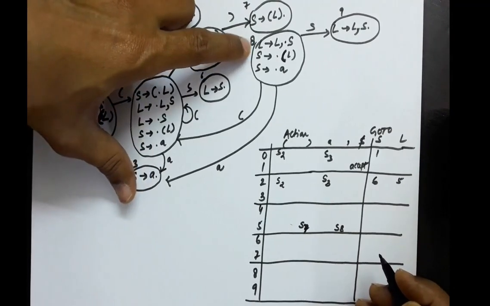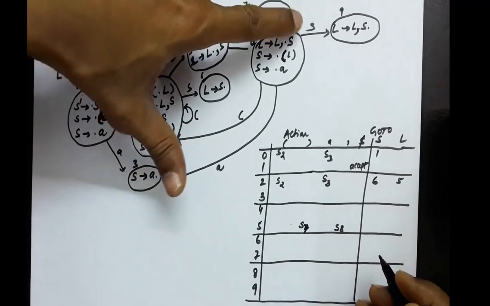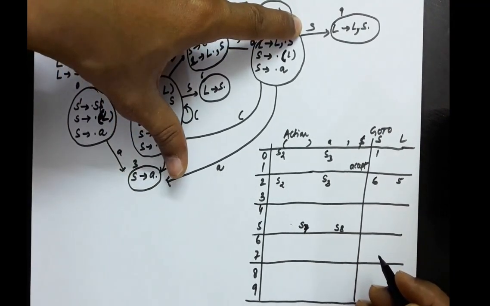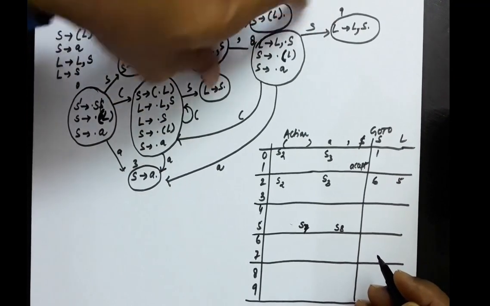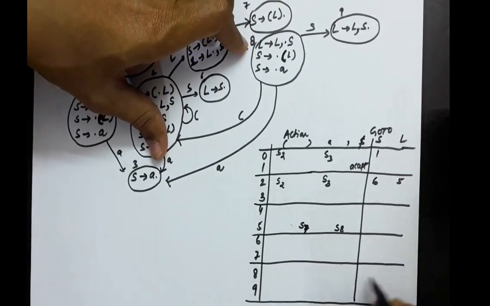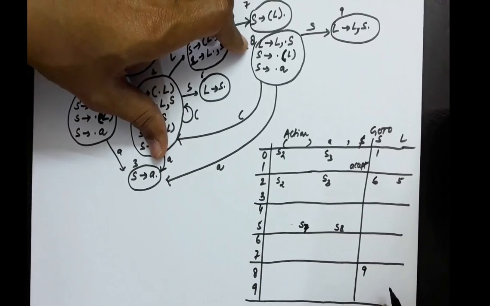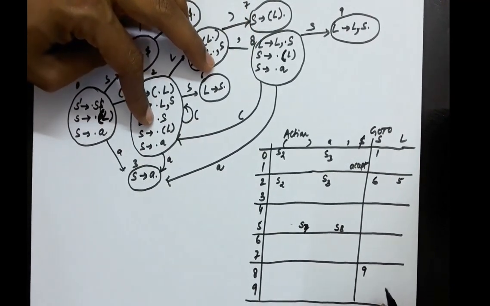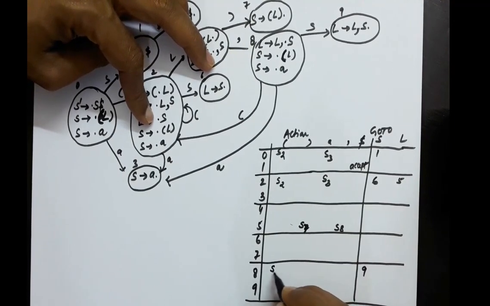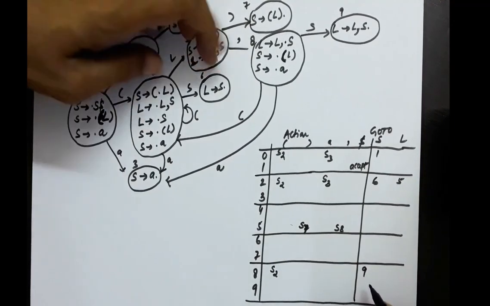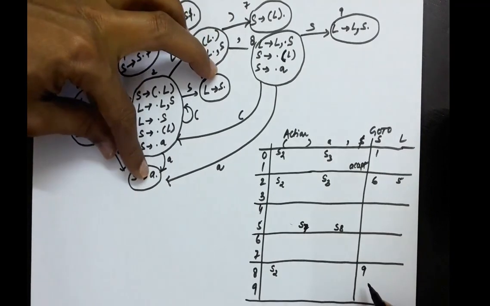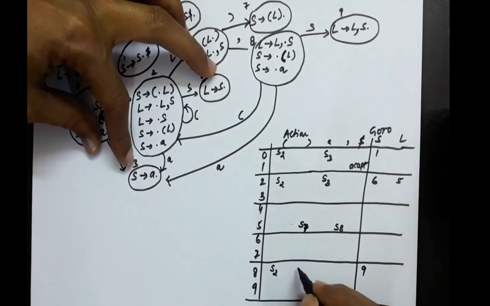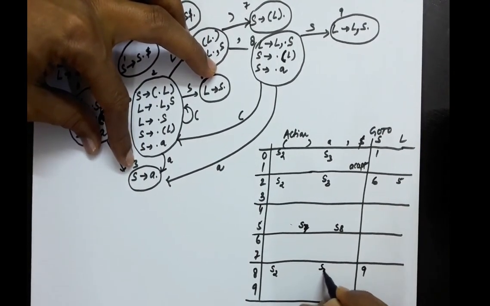There are the transitions from 8. So on 8 with capital S, you're going to 9. On 8 with opening parenthesis, you're going to 2 state, so you'll be writing S2. On 8 with a small a, you're going to state number 3, so you're going to write S3 here. So all the shift items are completed.